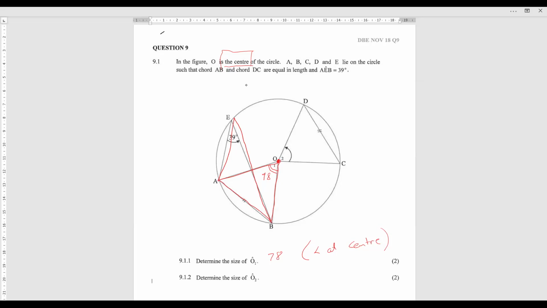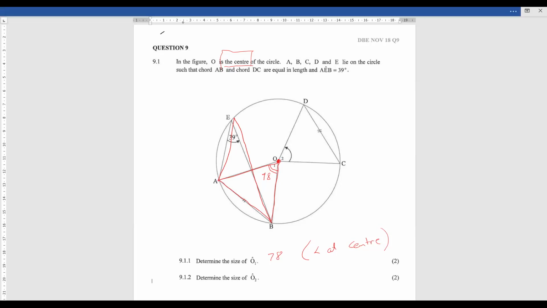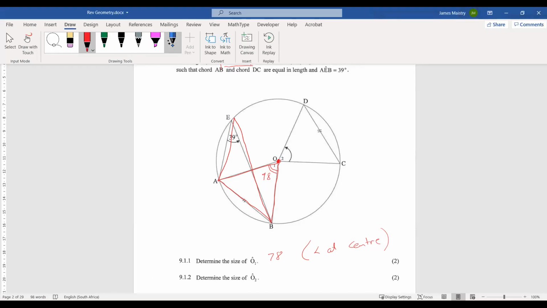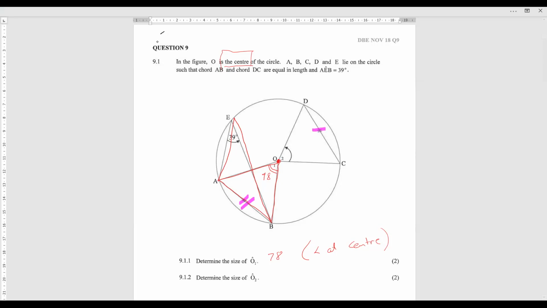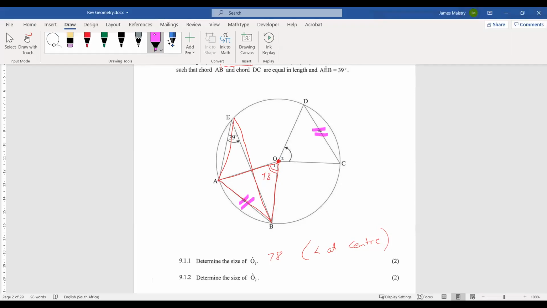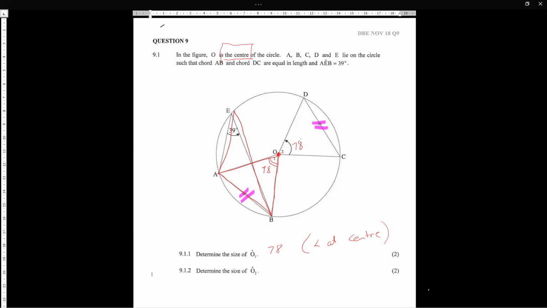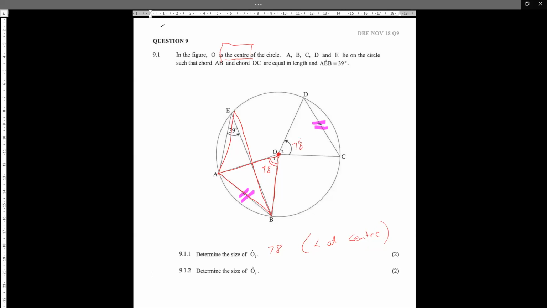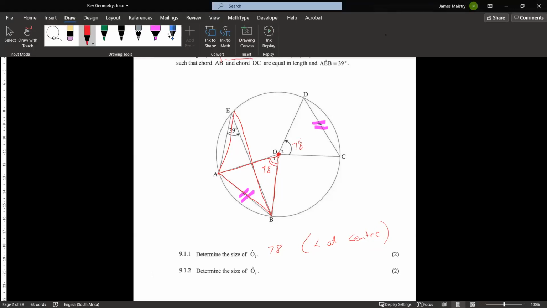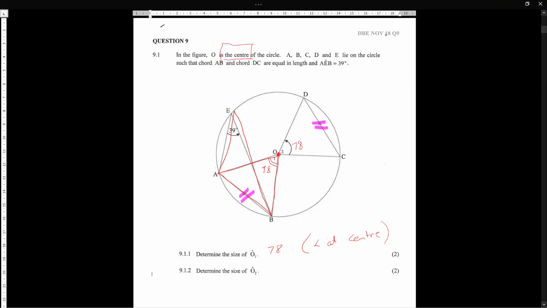So the second question now is to find O2. There is a hint given, and the hint is that AB is equal to DC. I know maybe you haven't done this in class. They're telling us those two chords are equal. There is a deduction that O1 is actually equal to O2. So we can say O2 is 78. There's two ways I can prove to you that O2 is 78. The first way would be vertically opposite.